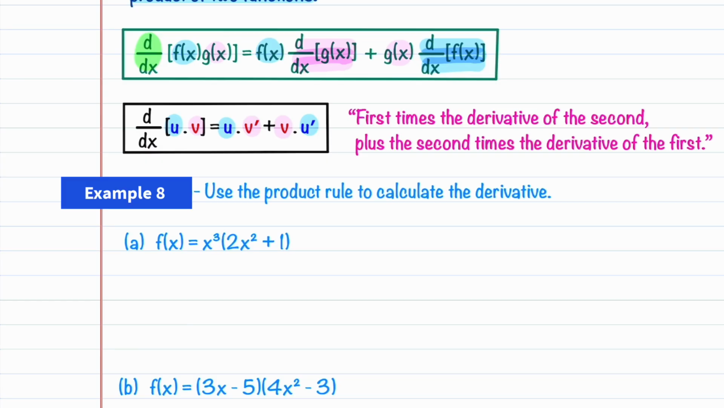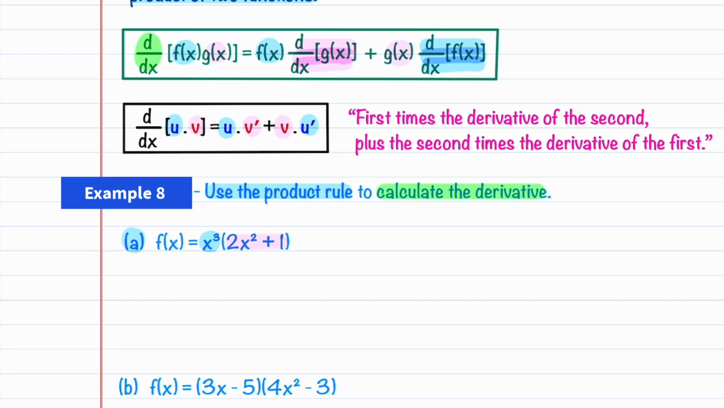In this example, we are going to use the product rule to calculate the derivative. In part A, we're going to be finding the derivative of the function f of x is equal to x cubed times 2x squared plus 1. X cubed is our first function, and then 2x squared plus 1 is our second function.